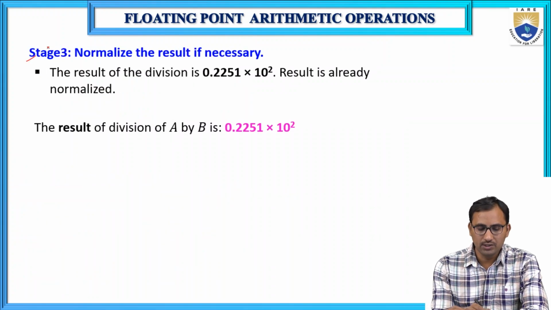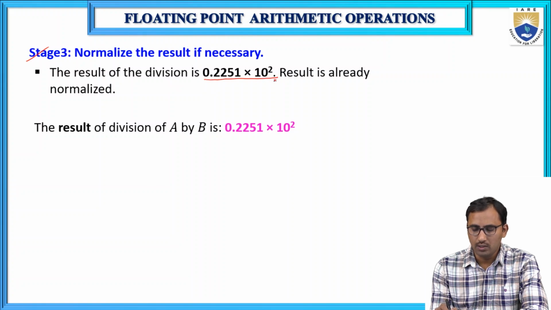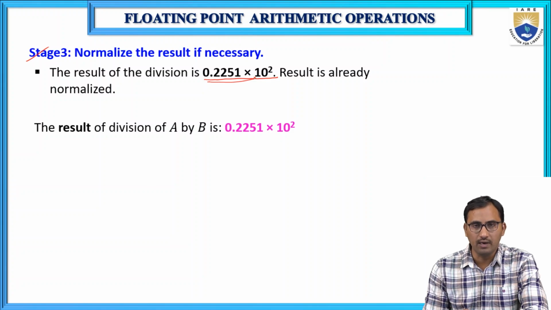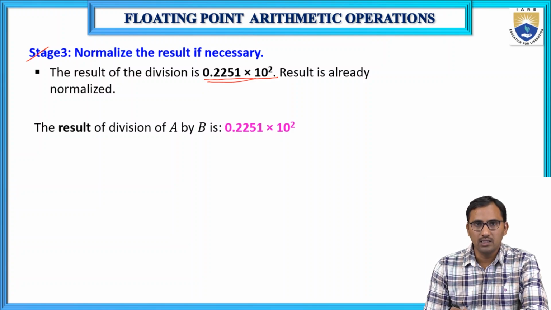And during stage 3, normalize the result if necessary. The result of the division is 0.2251 into 10 to the power of 2. Here no normalization is required, because the result is already in normalized form. So no further normalization is required. The result of the division of A by B is 0.2251 into 10 to the power of 2.